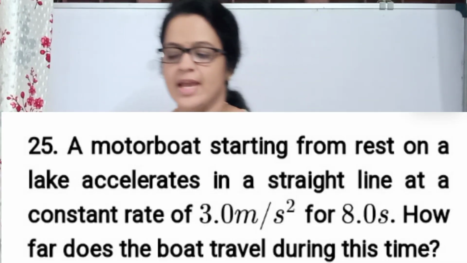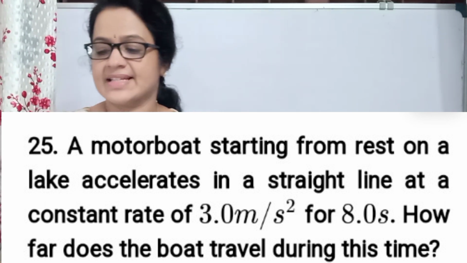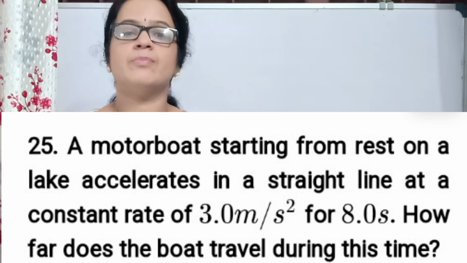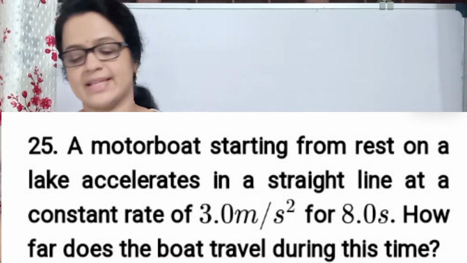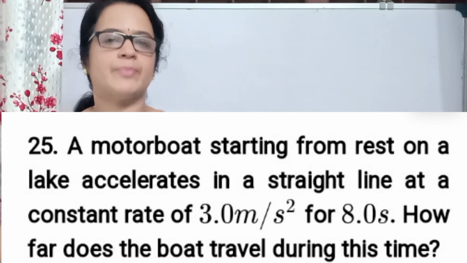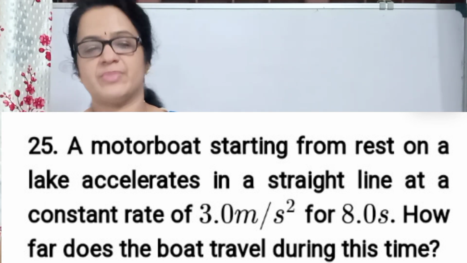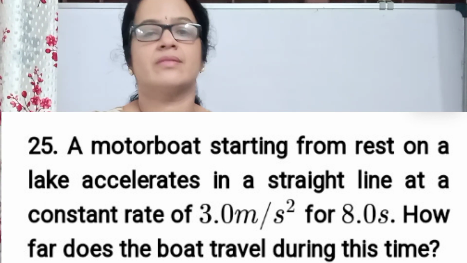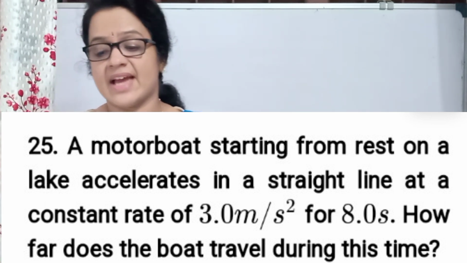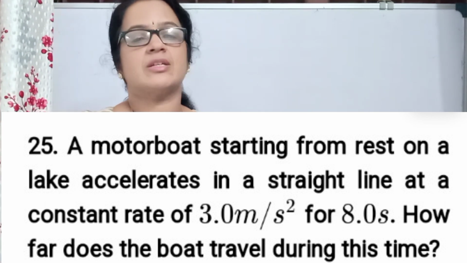Okay, the question is, a motorboat starting from rest on a lake accelerates in a straight line at a constant rate of 3 meter per second square for 8 seconds. How far does the boat travel during this time? So I will repeat the question. A motorboat is starting from rest. That means it was initially at rest, and it is starting from rest on a lake and accelerates in a straight line at a rate of 3 meter per second square.